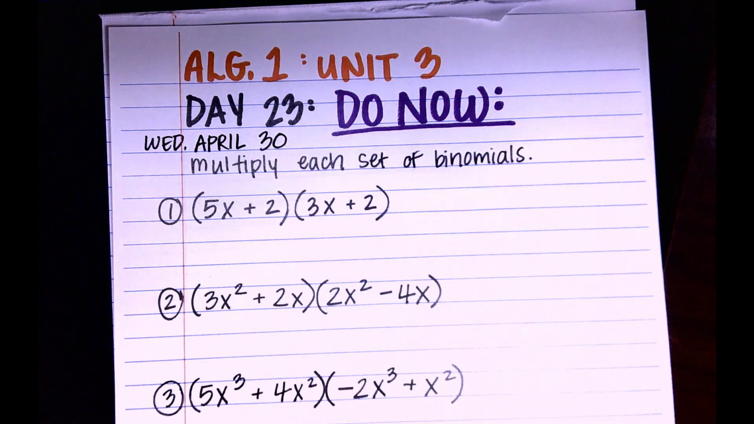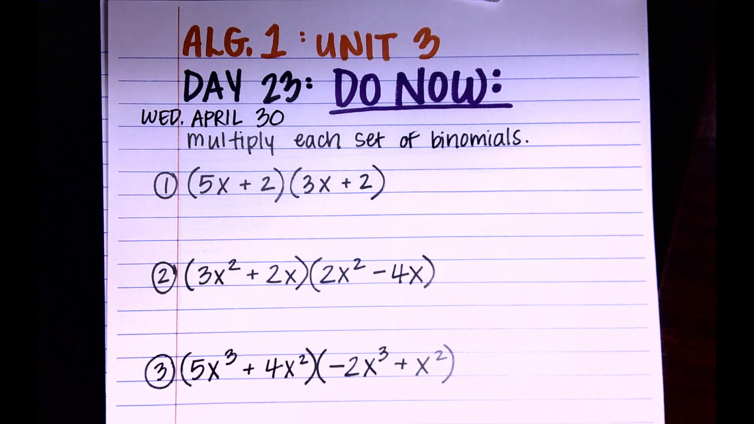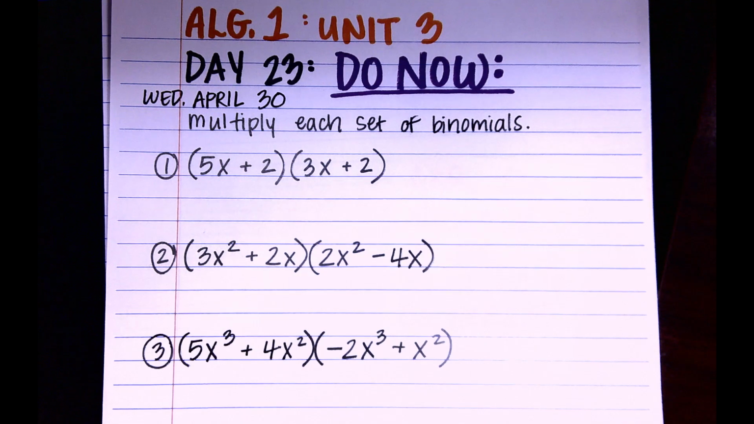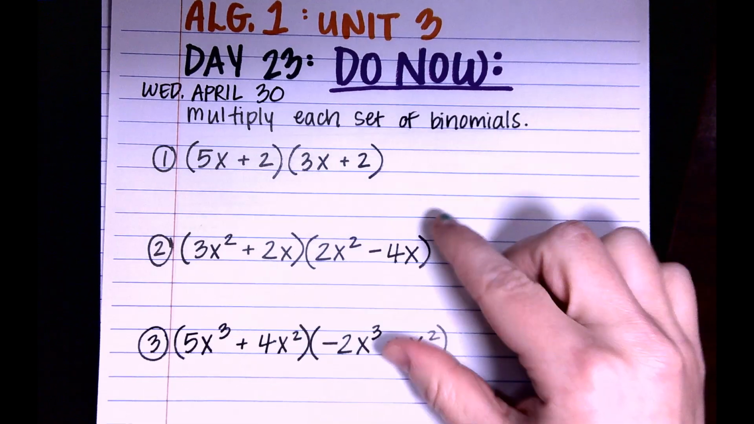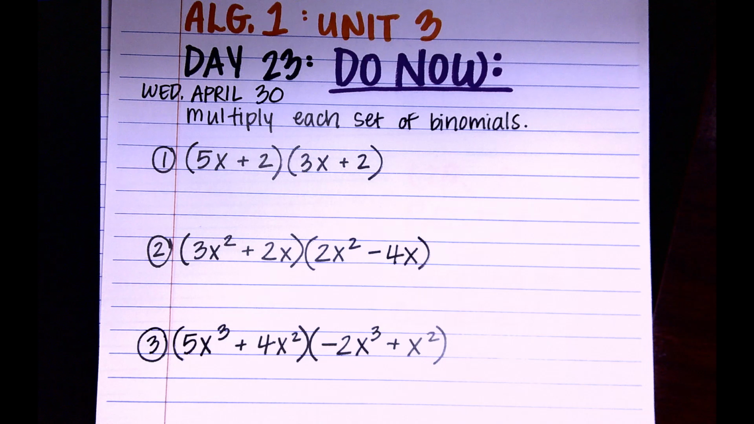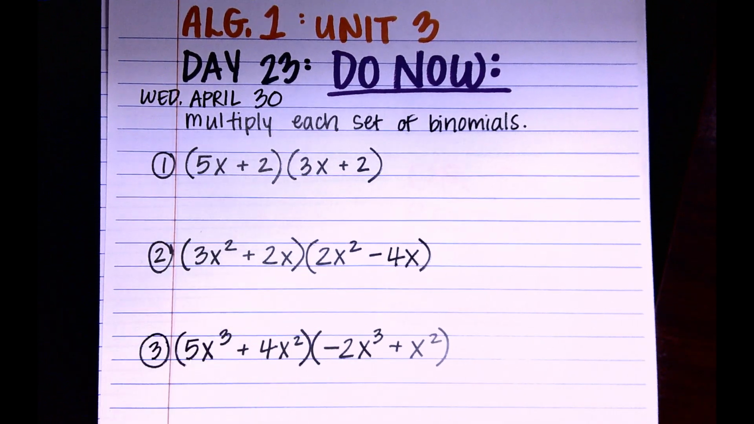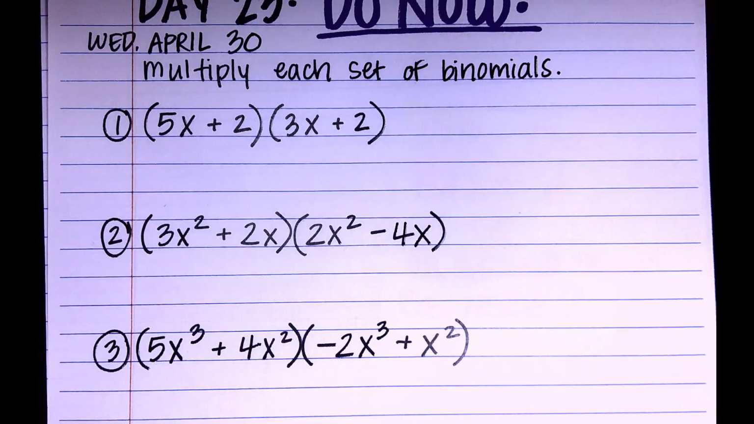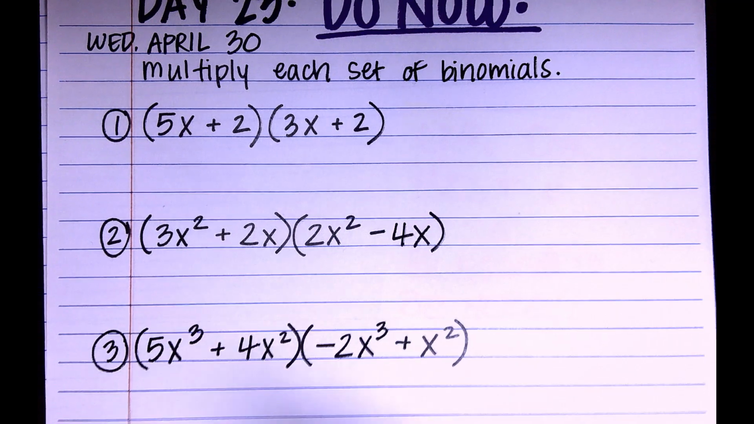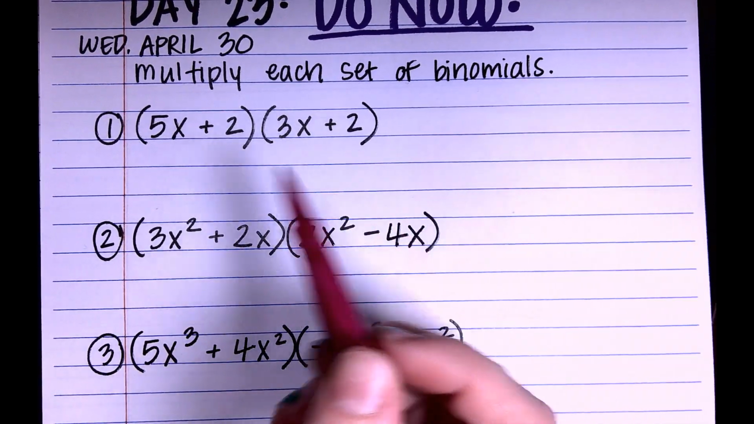Wednesday, April 30th. Okay, so for your do now, I gave you 3 sets of binomials to multiply. And I gave you some tricky ones for numbers 2 and 3, since we've done so much practice with ones like number 1 that I give you a challenge today. So let's look at these. Now, is there anyone in here that prefers the box method, or do we all like doing the FOIL? Okay, well, then let's just look at the FOIL method today. Might throw some box in there if anybody wants to see it, but let's keep the FOIL.